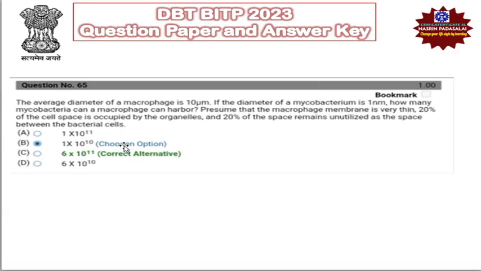The next is also an analytical kind of question. They asked a problem sum. I don't know how many of you gave a correct answer for this question. The correct answer for this particular question is 6 × 10^11.